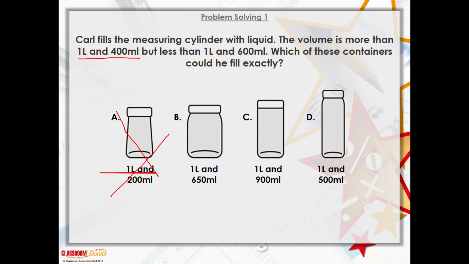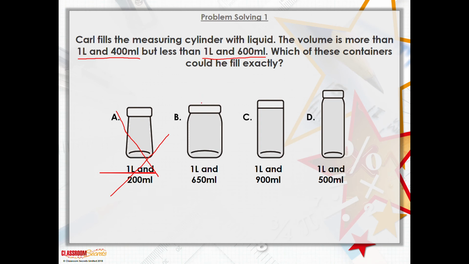Okay, and then our container, the measuring cylinder, needs to have less than 1 litre, 600 millilitres. Now, is there any on here that we can have a look at that does have more than 1 litre, 600 millilitres? If there is, we know that we can get rid of that one as well. So have a little look.